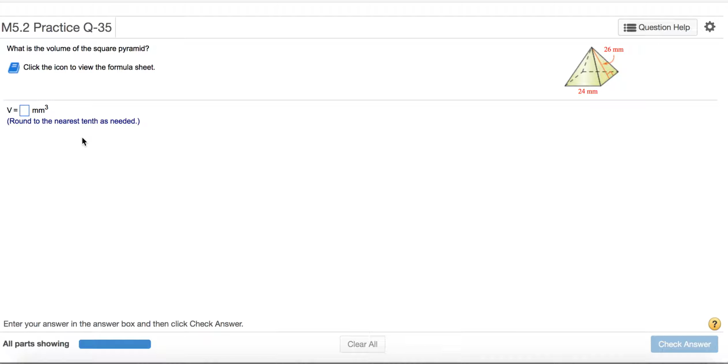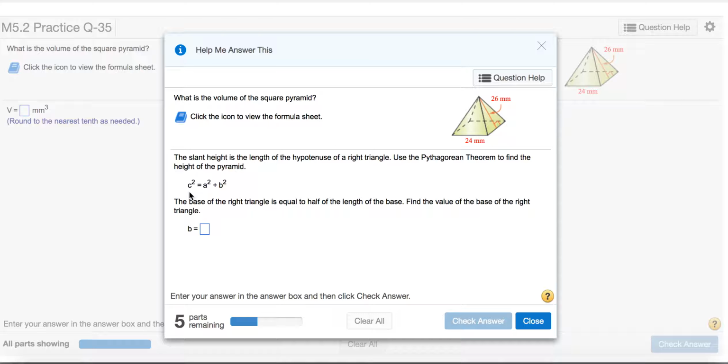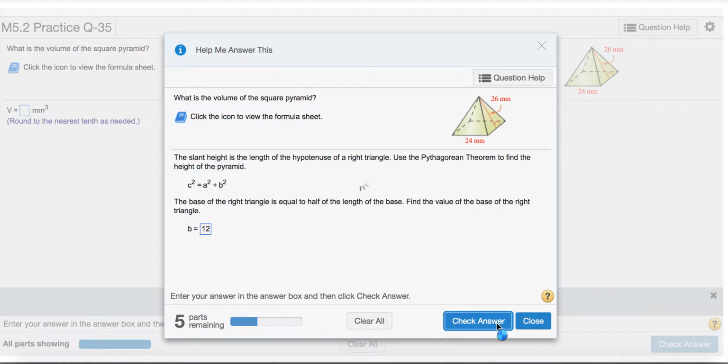So we are going to find the volume of this, and I like to use question help to guide me. First of all, the slant height is the length of the hypotenuse of a right triangle, and we use the Pythagorean theorem to figure out the height. So this is the slant height, but we use the Pythagorean theorem to figure out the true height. The Pythagorean theorem is c squared equals a squared plus b squared. The base of the right triangle is equal to half of the length of the base. So this is 24. We can see that this is half, which would make b 12. Half of 24 is 12.